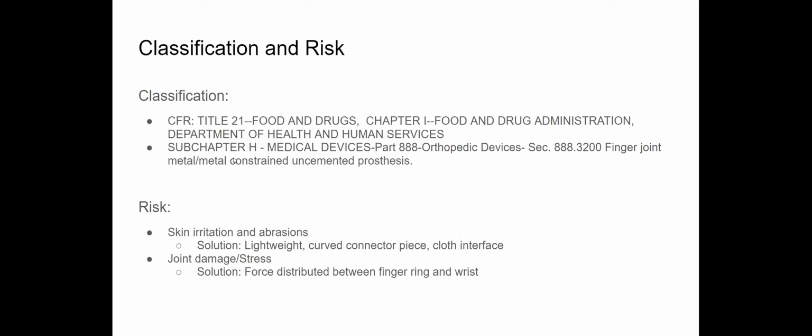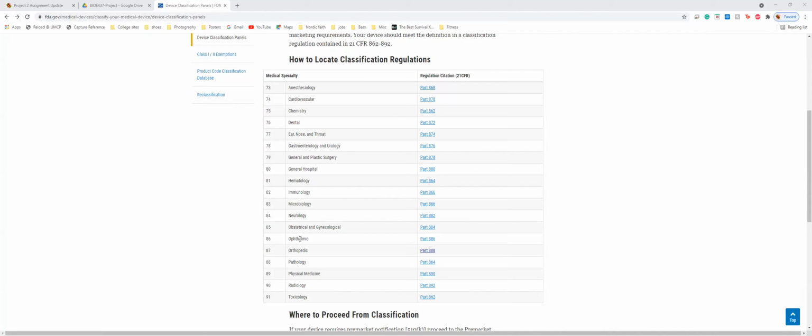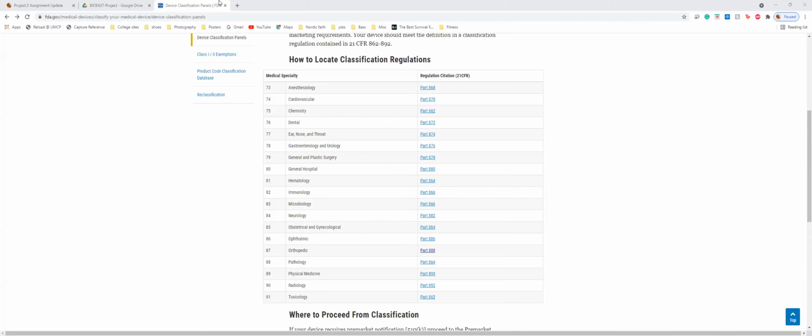And now here is also another very important thing for this project. It is the classifications of your medical device. So if you want to figure out where your medical device is and what its classification is, you can go over to the FDA website, and you can see all this.